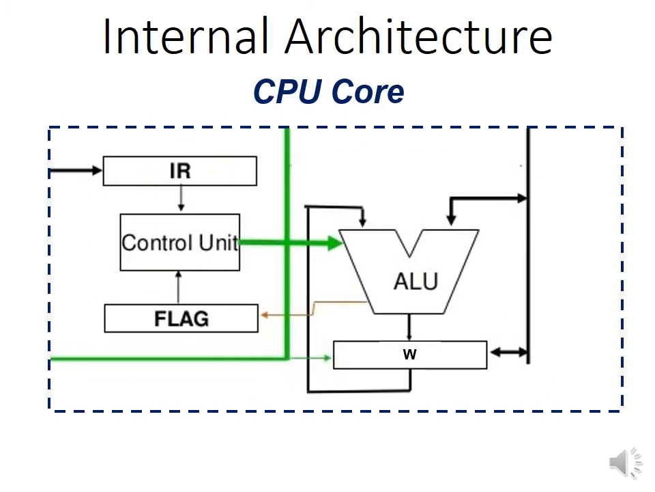The CPU core can in turn be modeled as an arithmetic logic unit, an accumulator known as a working register W, and a control unit. The ALU is responsible for the arithmetic and logic operations. The working register is responsible for holding one of the operands in 2 operand instructions, as well as storing the result of an operation in some of the operations. The control unit is responsible for the internal operation of the microcontroller.